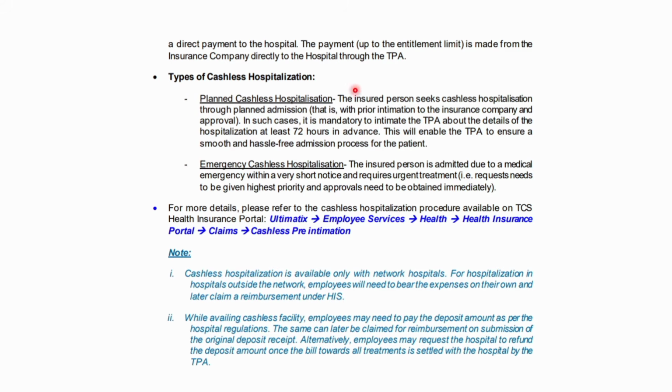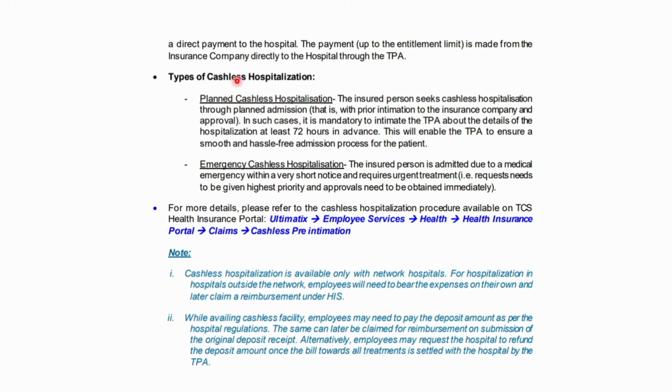In planned cashless hospitalization, the insured person seeks cashless hospitalization through planned admission. That is, you have to plan it. This is a planned activity, so prior intimation to the insurance company and approval is required. In such cases, it is mandatory to intimate the TPA about the details of the hospitalization at least 72 hours in advance. This is very important, guys. This will enable the TPA to ensure a smooth and hassle-free admission process for the patient.